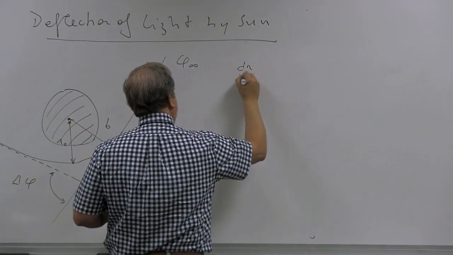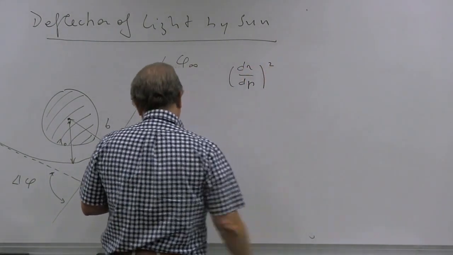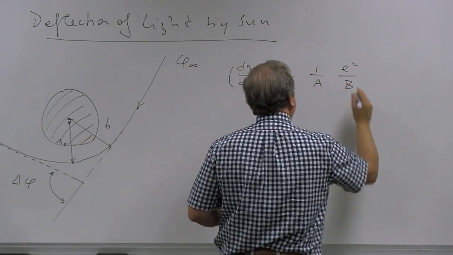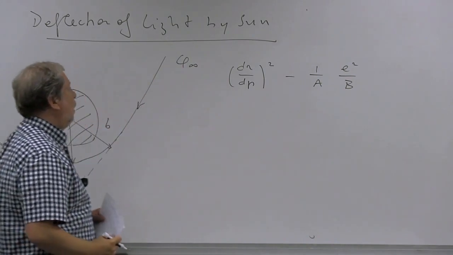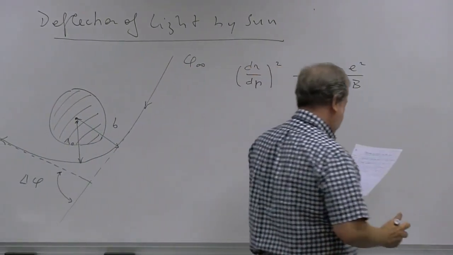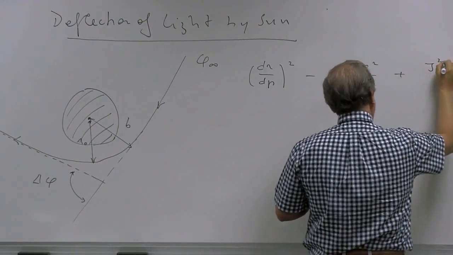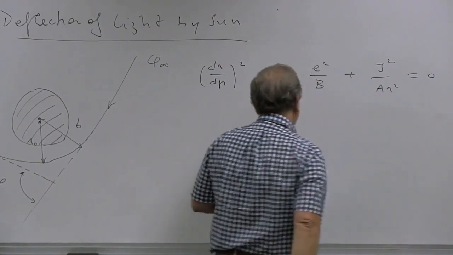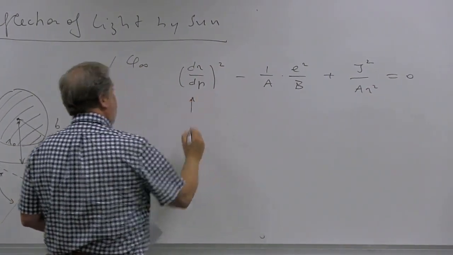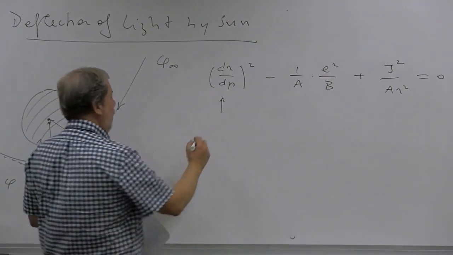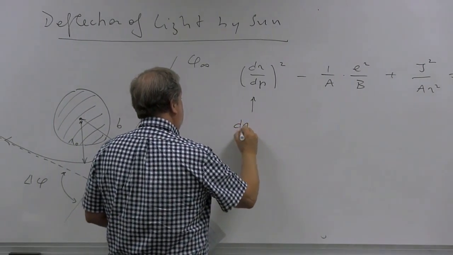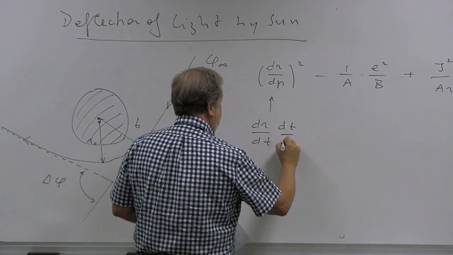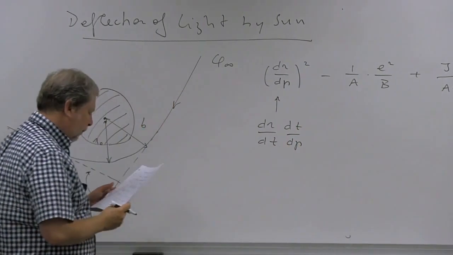So dr by dp squared minus 1 over a times e squared over b is equal to, plus j squared divided by a r squared is equal to 0. So to get the equation for the orbit, we do the same trick we did a moment ago when we discussed the precession of perihelion of Mercury. We write dr by dp as dr by dt and dt by dp.